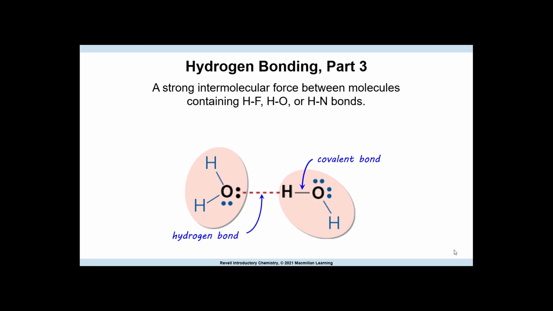For example, this image shows a hydrogen bond interaction between two water molecules. Notice that the hydrogen is covalently bonded to one oxygen. The hydrogen bond occurs between this hydrogen and another oxygen in a different molecule. To form a hydrogen bond, the hydrogen must be covalently bonded to one electronegative atom of F, O, or N, but also attracted to another F, O, or N in a neighboring molecule. So hopefully this picture makes sense.